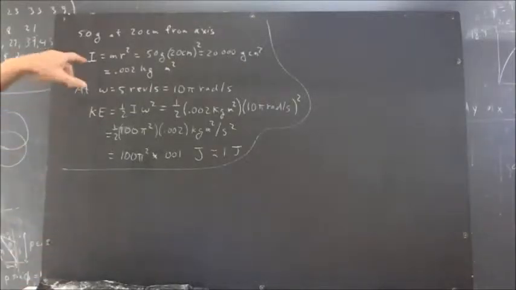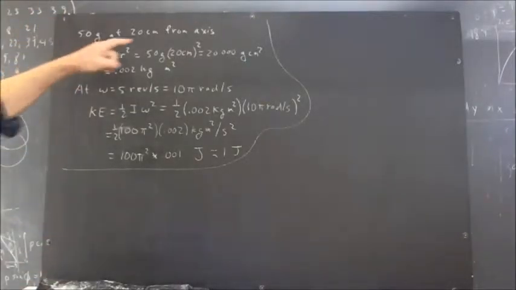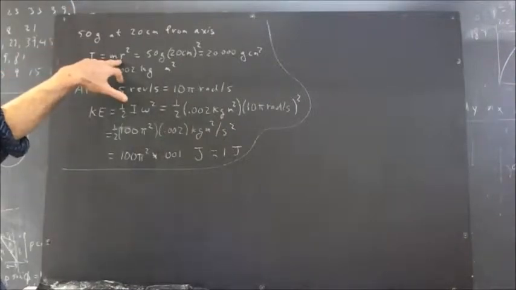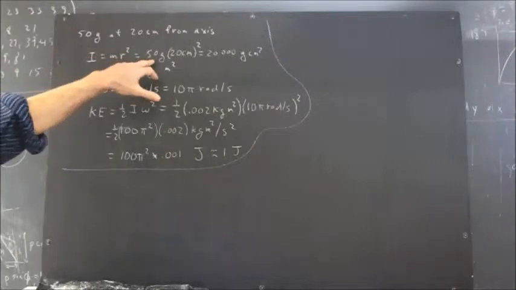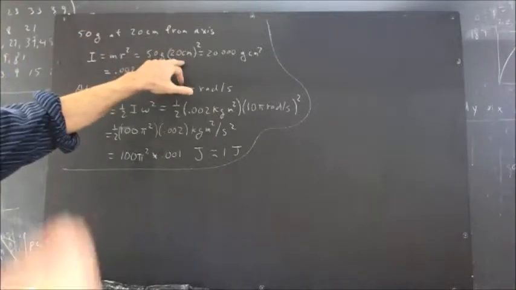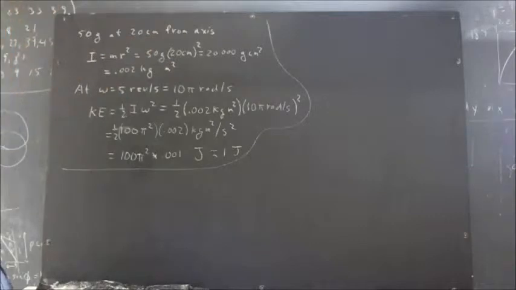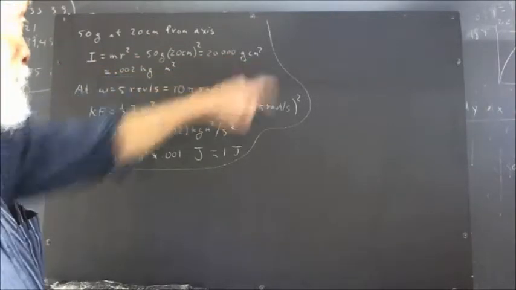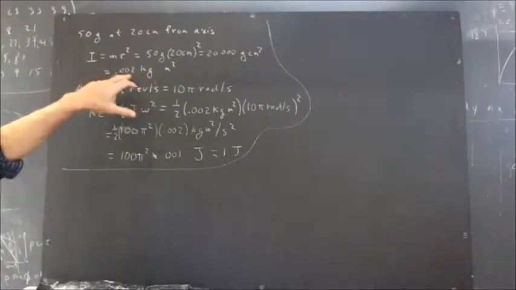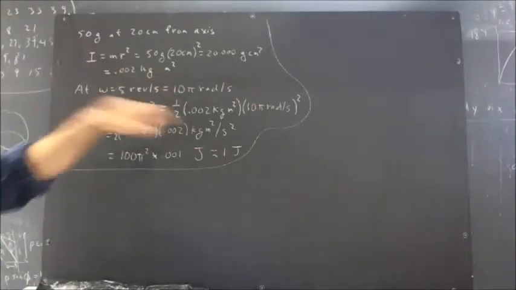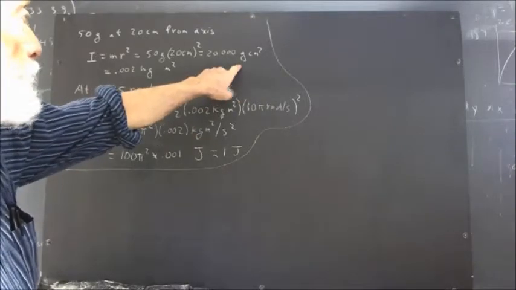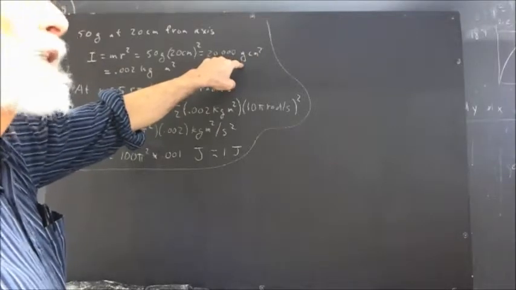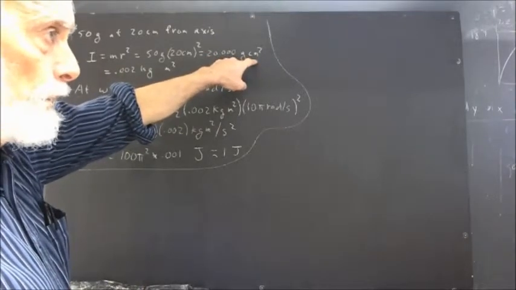Now we can calculate the kinetic energy of the 50-gram mass at 20 centimeters from the axis using the moment of inertia, I equals m r squared, mass being 50 grams, r being a 20 centimeter distance from the axis. Calculating this, we get 20,000 gram centimeter squared, which is 0.002 kilogram meter squared, a gram being 0.001 kilograms, a centimeter being 0.01 meters.